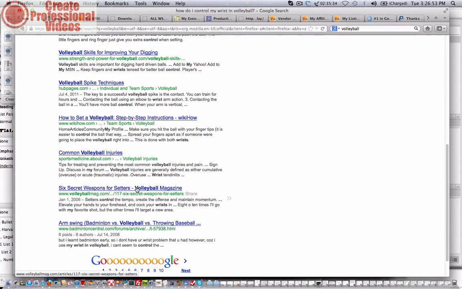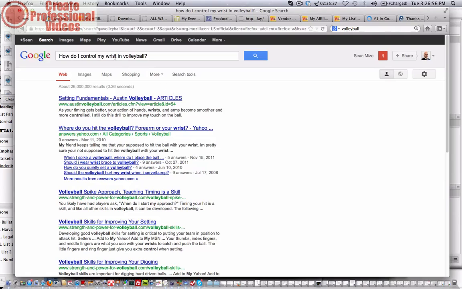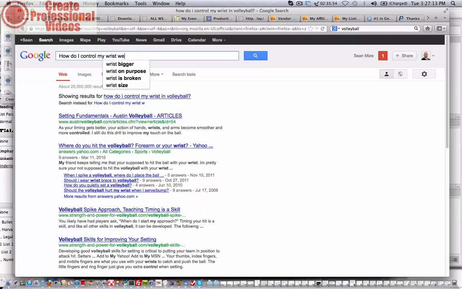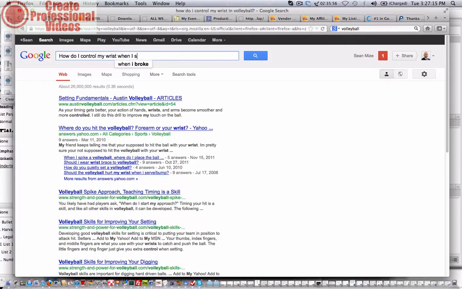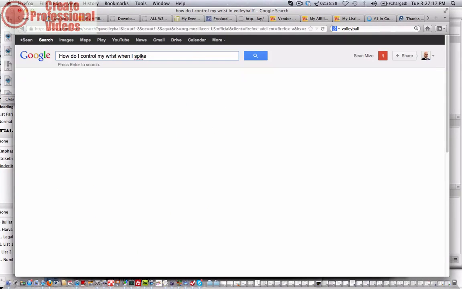Now we have the Volleyball Magazine. Notice how the more we dig in, the closer we're getting to the buyer. And so if I were in the volleyball niche, I wouldn't want to optimize for the word volleyball. I would want to optimize for how do I control my wrist in volleyball? How about how do I control my wrist when I spike a volleyball?